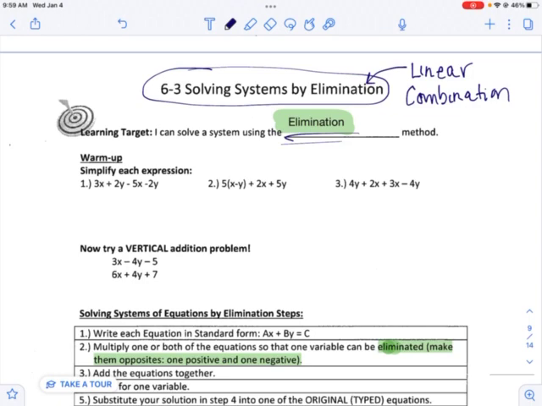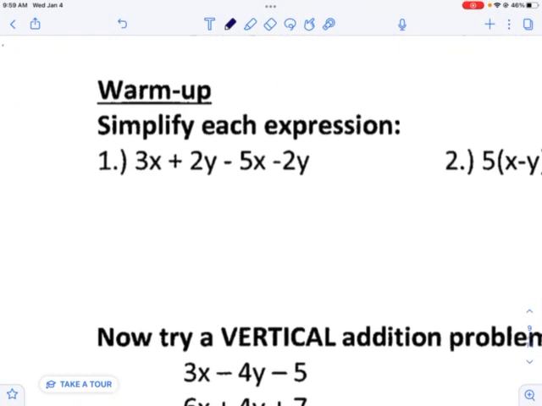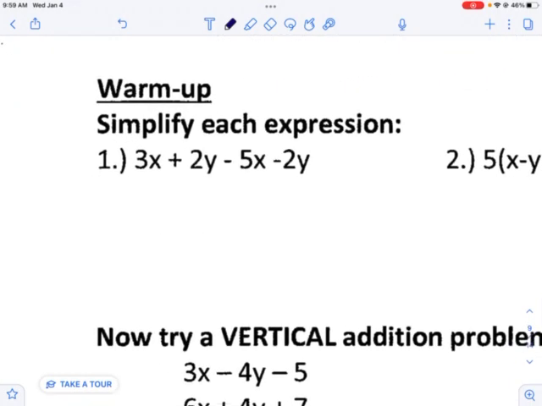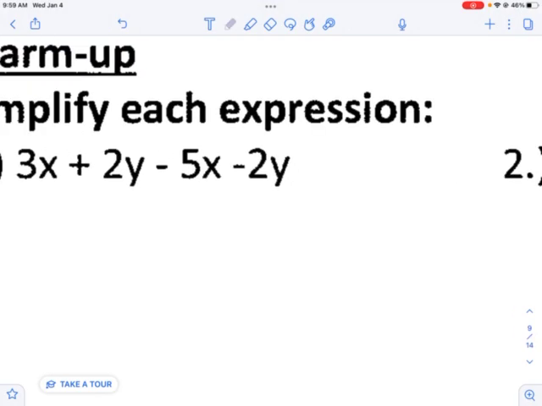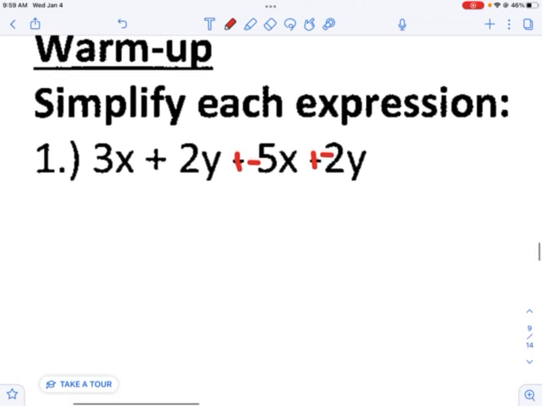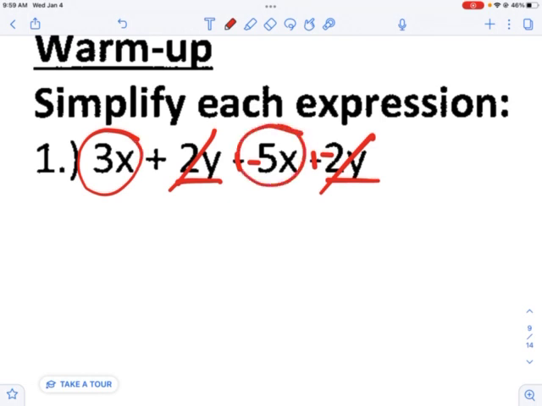So we're going to simplify each expression by combining like terms. All right, so I can do the 2 pencil mark trick. I'm going to change color so we can see. Plus negative 5x and then plus negative 2y. So I'm going to take a look. I have 2y and negative 2y. Well, those just cancel. And then I have 3x and negative 5x, which leaves me 2x.